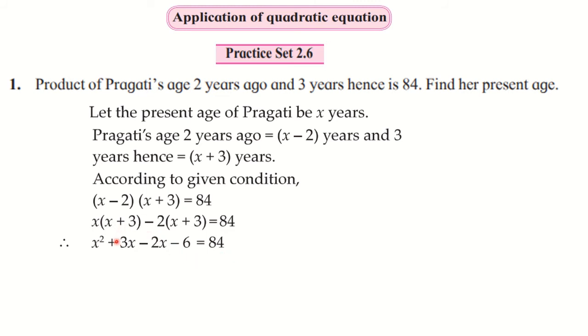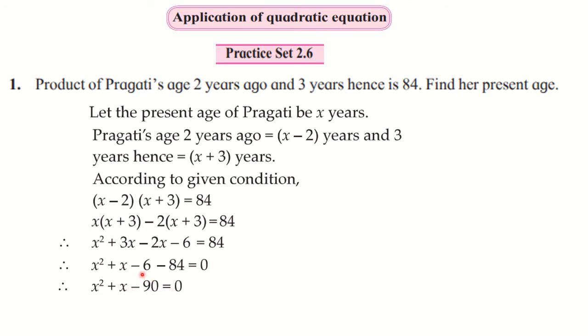Now see, these two are like terms. So plus 3x minus 2x, we are going to get only x. And this 84 also we need to shift to LHS, because our standard form is what? x square plus bx plus c is equal to 0. That means all the terms on LHS and 0 on RHS. So do the necessary changes here. See, x square plus x, as I have said, is the answer of this. Minus 6 as it is. And this plus 84 is shifted to LHS, so it became minus 84 is equal to 0. Correct? So the standard form we got is x square plus x minus 90 is equal to 0.